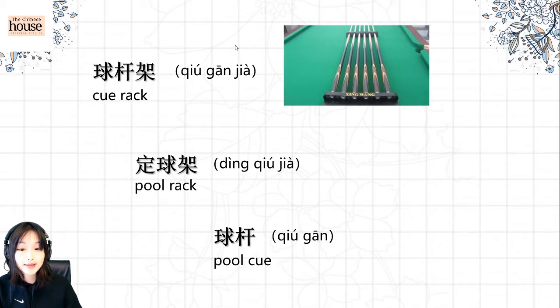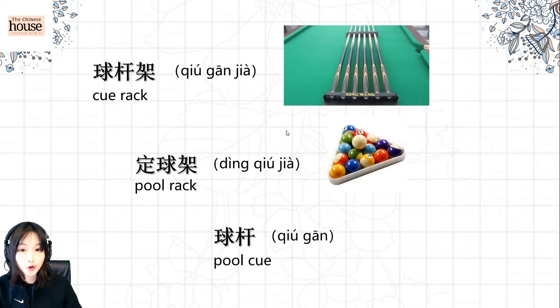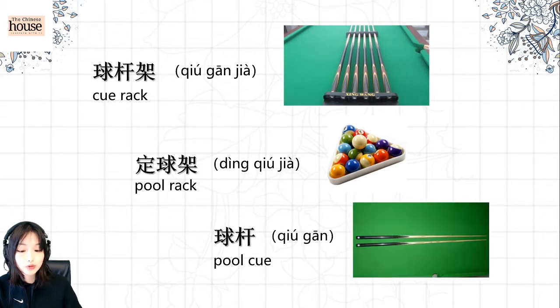And pool rack, 定球架. Pool cue, 球杆. Flatten, 球杆.